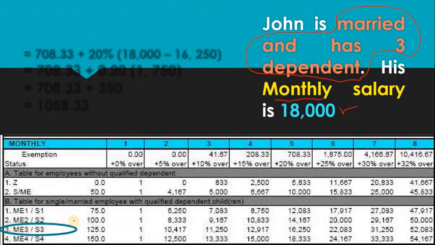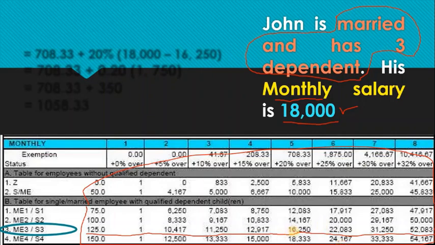After you identify the status, you go back to your gross pay. What is the gross pay of John? The gross pay of John is 18,000. As I told you earlier, this column is the gross pay. So you're going to check down there. Let's see where 18,000 belongs. As you can observe, you are going to refer to ME3 and SA, so you're only there to refer to this column.